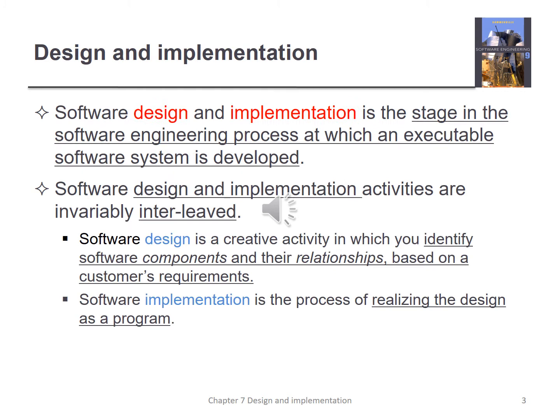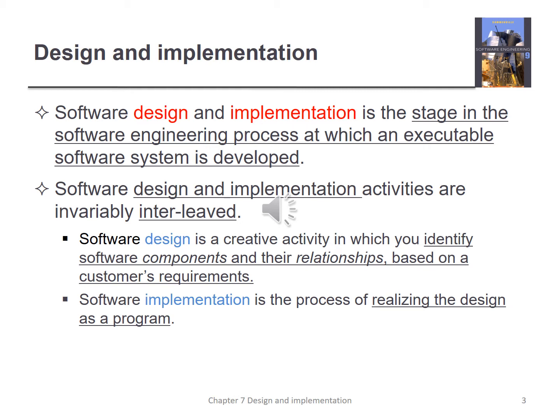Well, design and implementation: software design and implementation is the stage in the software engineering process at which an executable software system is developed, which is after the analysis, after we collect all the information, after we get the requirements, functional and non-functional, domain, all these requirements. Now we are going to the design. After we get the ERD, after we get all the logic, modeling, etc., we go into the design, we design the system, and then we write the system, we test it, all these things, it's design and implementation.